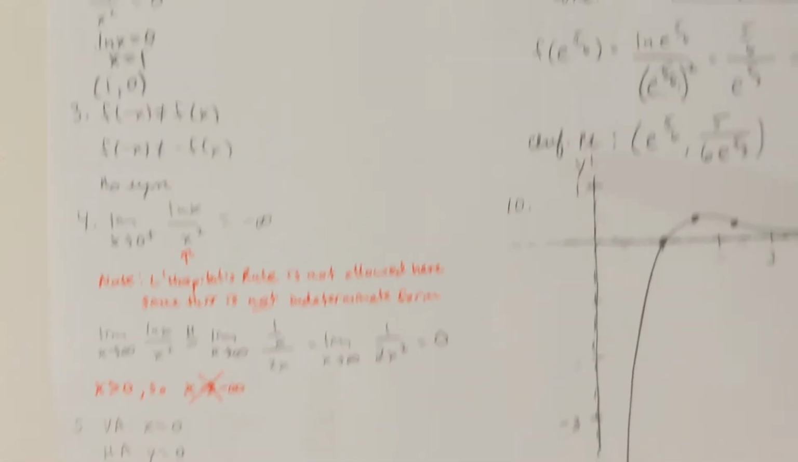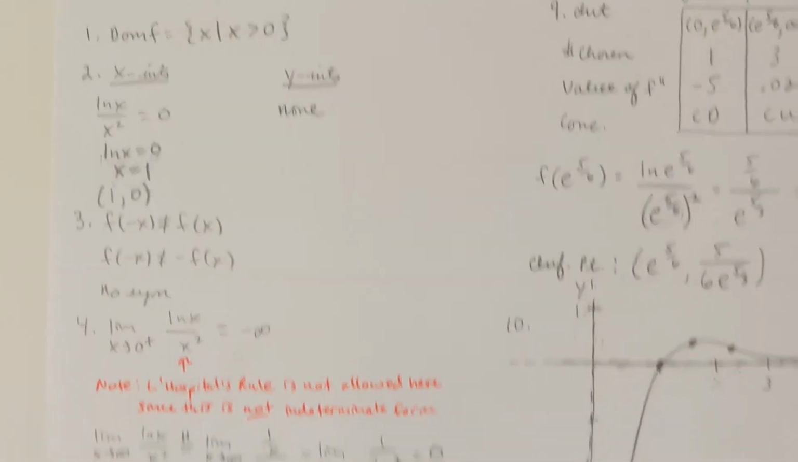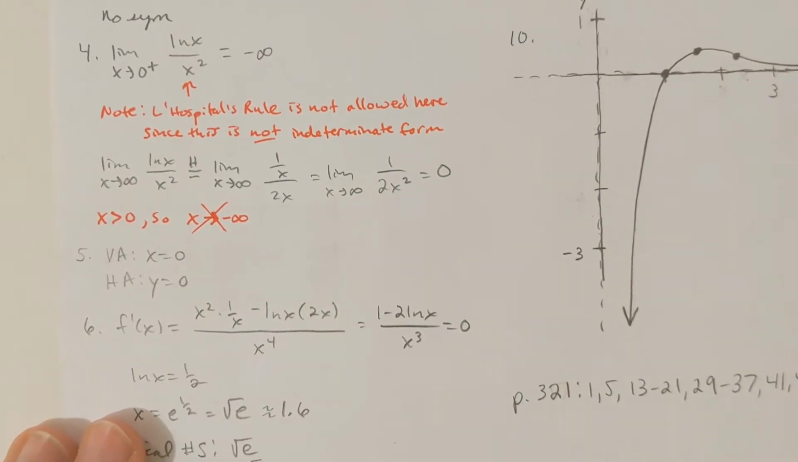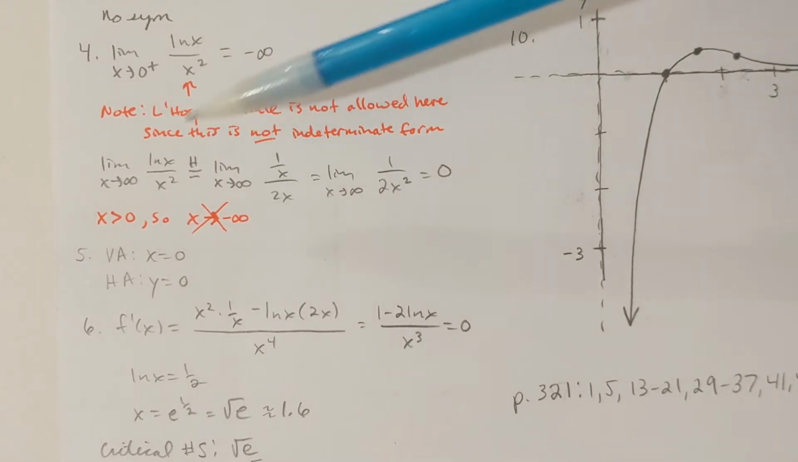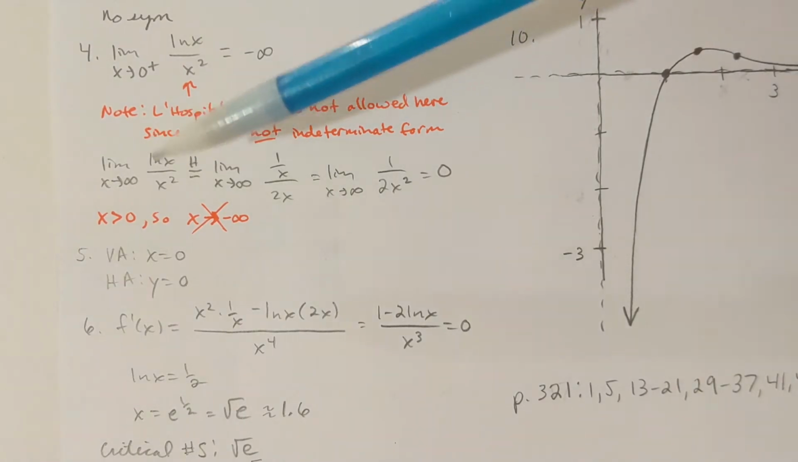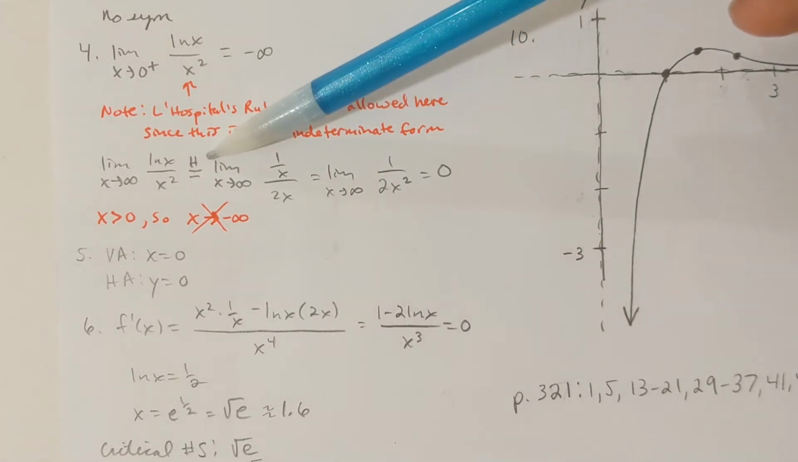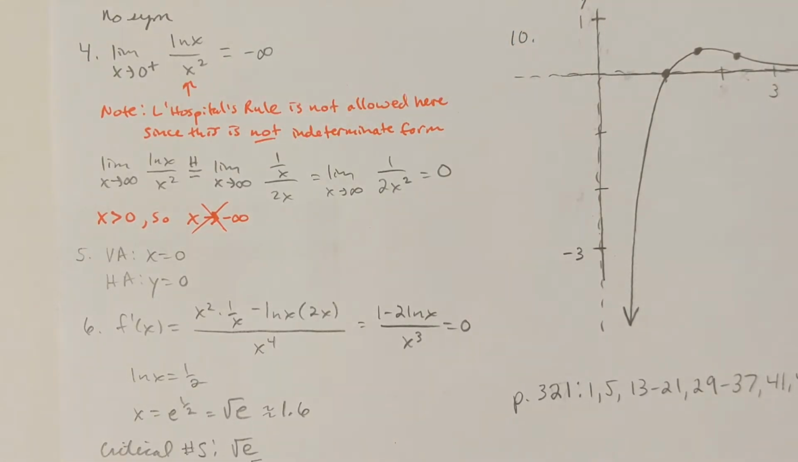Now let's take a look at what's happening as x is growing without bound, as x approaches infinity. The limit as x approaches infinity of the ln of x over x squared. Now here we can use L'Hopital's rule, since x approaching infinity means that the numerator and denominator would both be growing without bound. You're in indeterminate form, infinity over infinity. And so I'm using L'Hopital's rule. L'Hopital's rule in this problem is my only option, by the way.